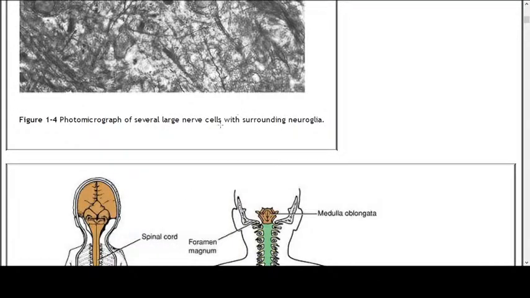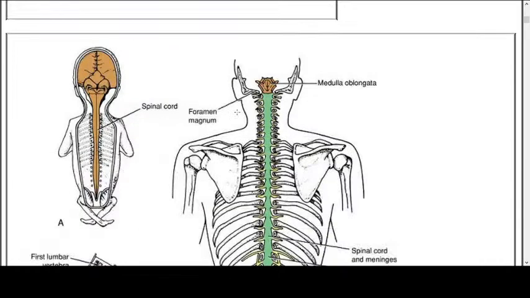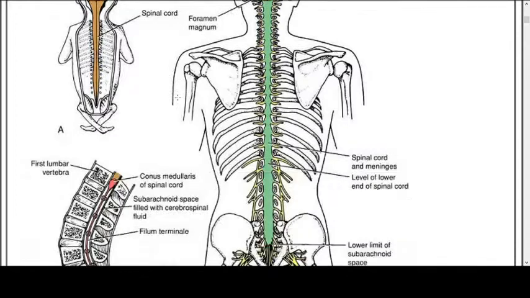Photomicrograph, several large nodules surrounding it. Okay. Medulla oblongata, foramen magnum, spinal cord.